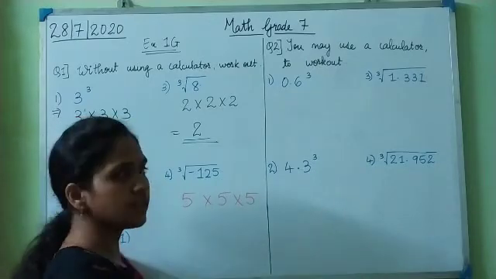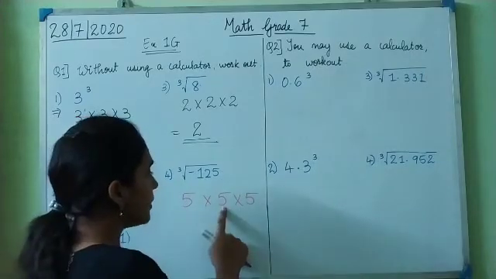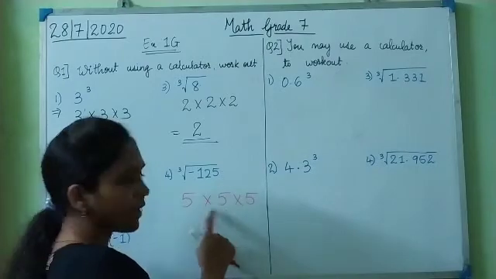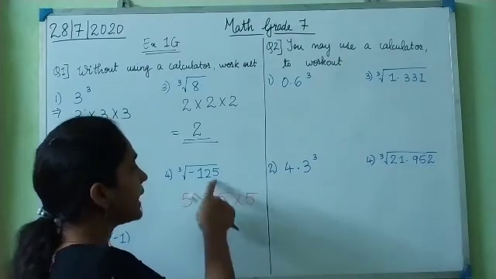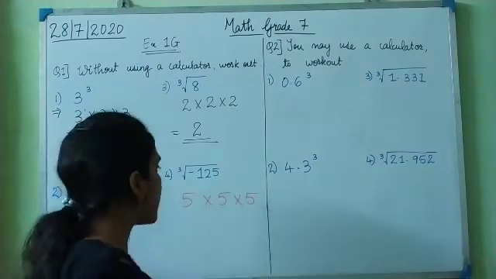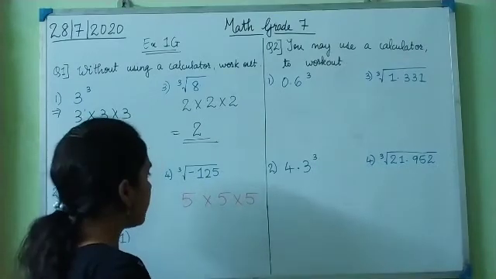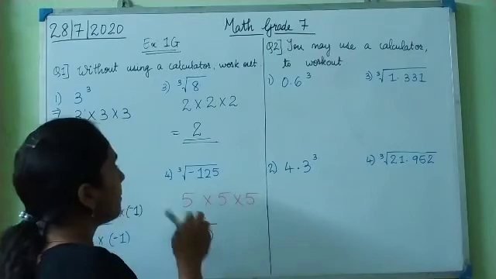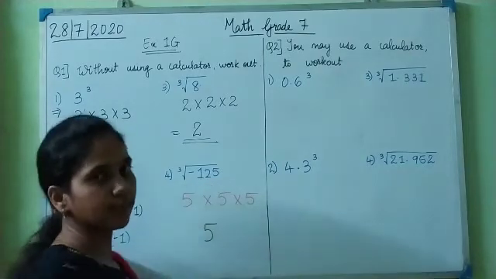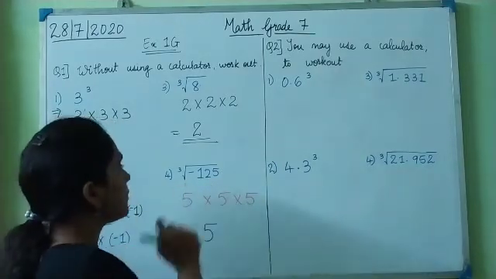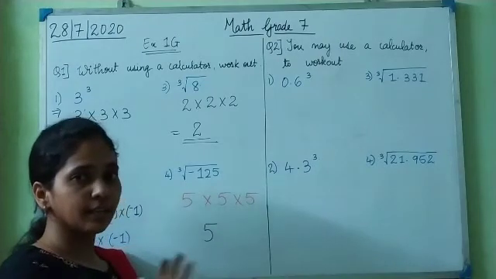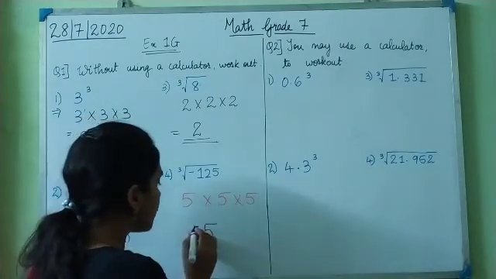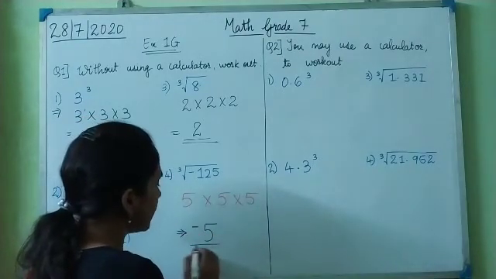So 5 into 5 is 25. And when we multiply 25 into 5, we get 125. So the answer is 5. So the cube root of 125 is 5. But here the number is negative. The question which is given is in negative. So the answer will also be negative of 5.